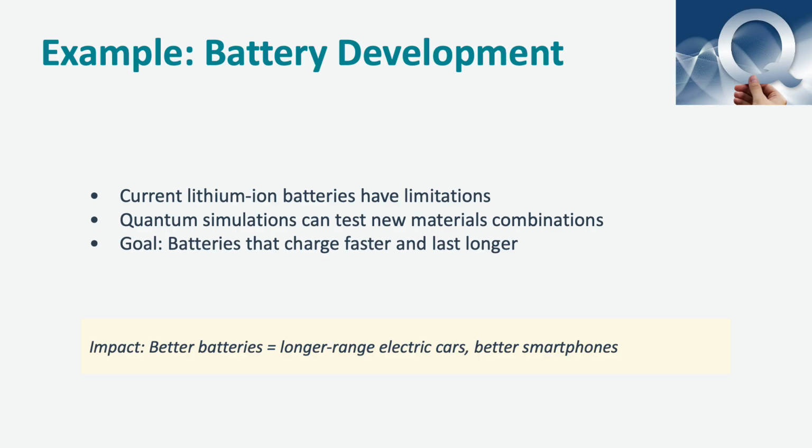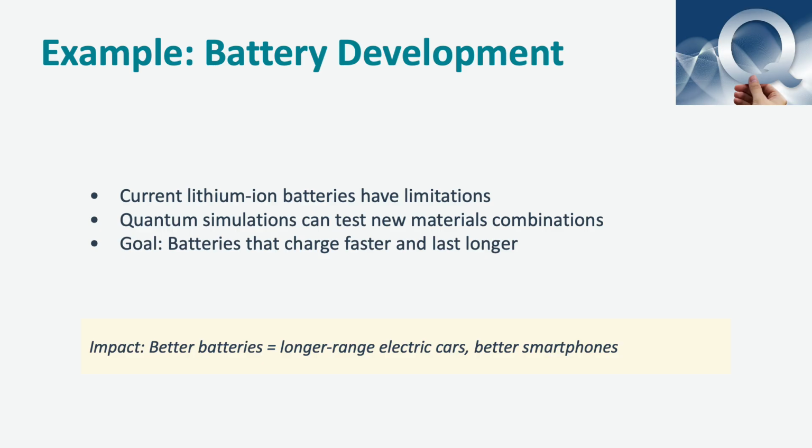Which combinations of materials will work? How quickly can ions move through the material? How many charge cycles will the battery last? Answering these questions traditionally requires building prototype batteries and testing them over months or years. Quantum simulations could predict these properties before any physical prototype is built.